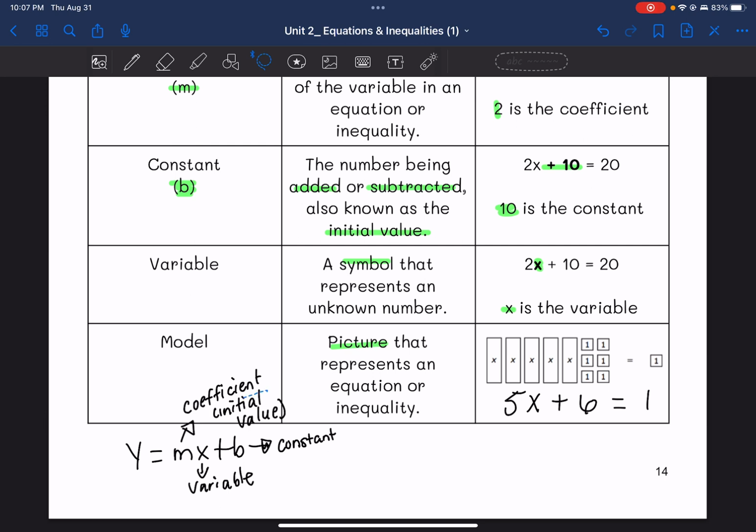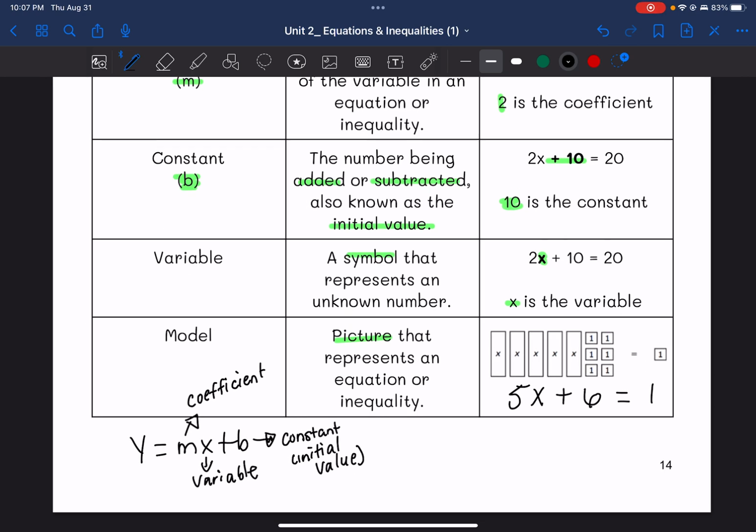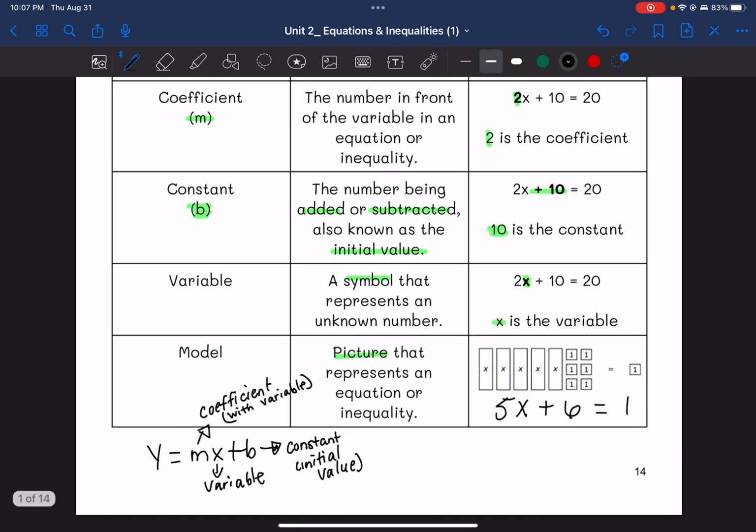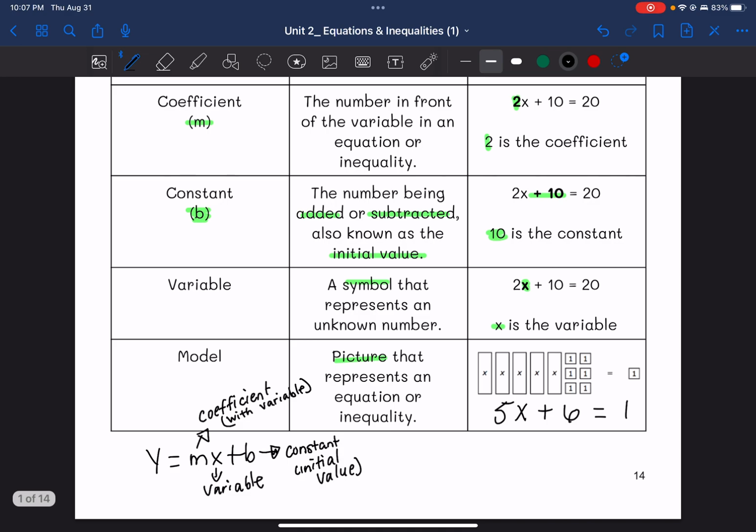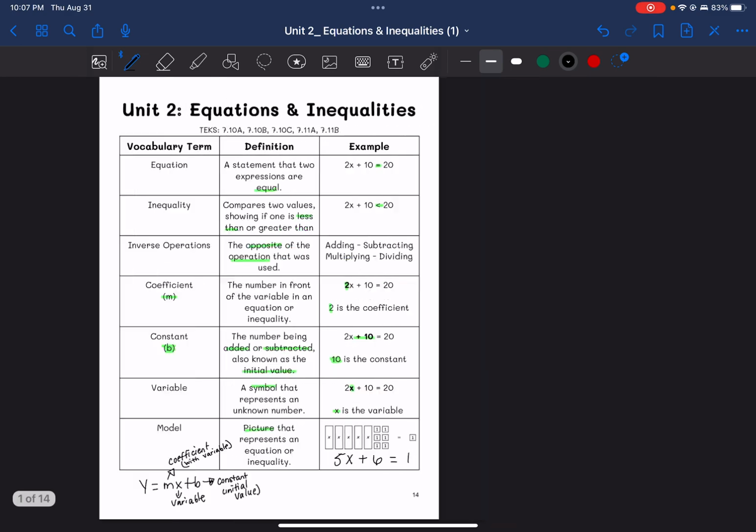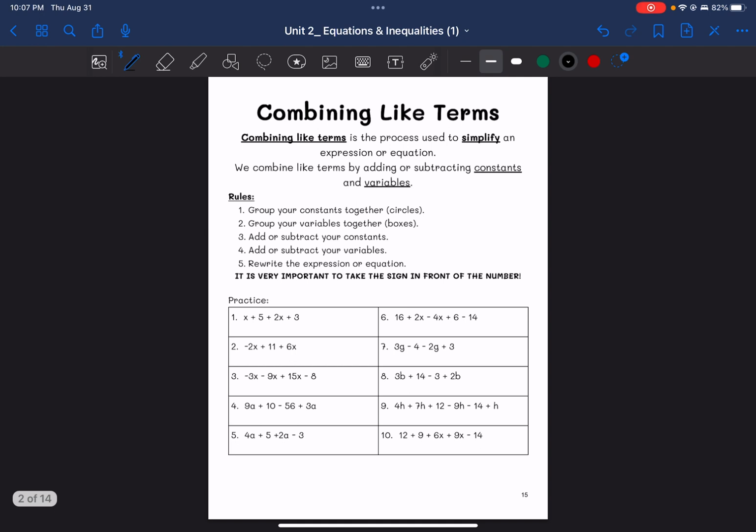I made a mistake on this part. This is the initial value. The coefficient is with the variable. Okay, sorry about that. All right, there we go. Take a moment to write that out. Okay, let's go into the next page.